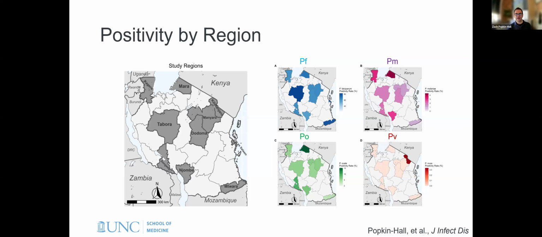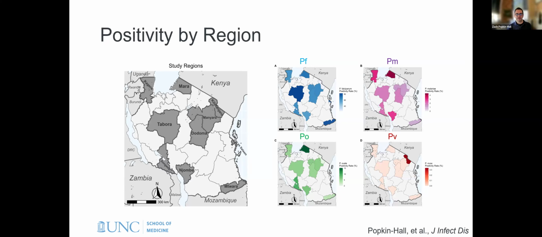But we do see, again, that regional heterogeneity. So we see the highest positivity rate for PM in Mara region along Lake Victoria. And then if we look at the bottom left in the green, we're looking at Plasmodium ovale. Here I'm looking at both curtisi and wallikeri. We did not speciate to determine which ones this was. But the ovale positivity rates are quite a bit higher than for Plasmodium malariae, although still lower than falciparum.